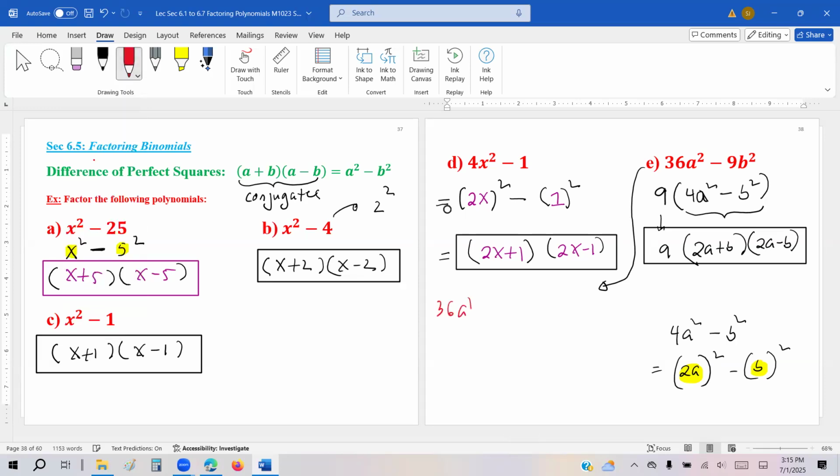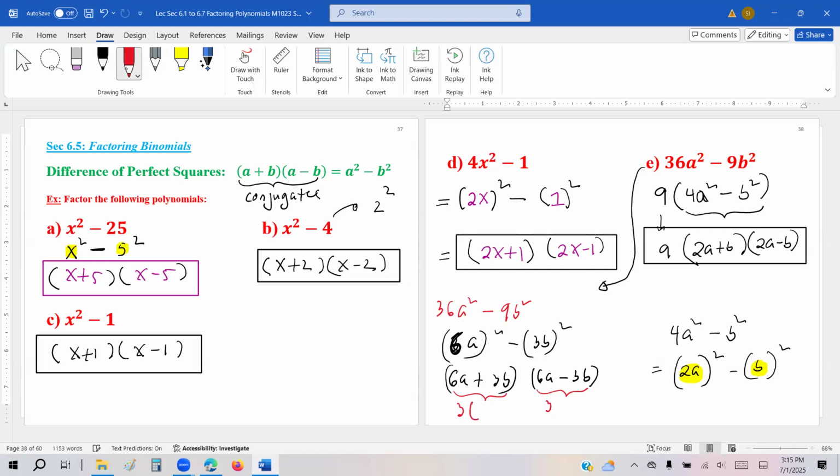So 36a squared minus 9b squared. As you suggested, this is 6a squared and 3b squared. Okay, so 6a plus 3b, 6a minus 3b. But what do you see here? A GCF. What is a GCF? 3. What do you see here? Another GCF 3. So you have to pull out GCF twice.